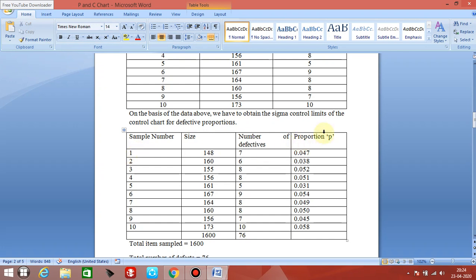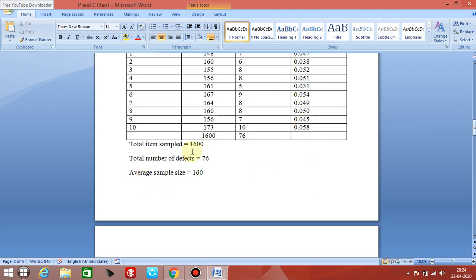First we will find the proportion of defectives, that is the P. How do we find this? This is nothing but number of defectives divided by the size. In the first sample it is 7 by 148, second sample it is 6 by 160, third one 8 by 155, and so on. We have rounded up to 3 decimal places.